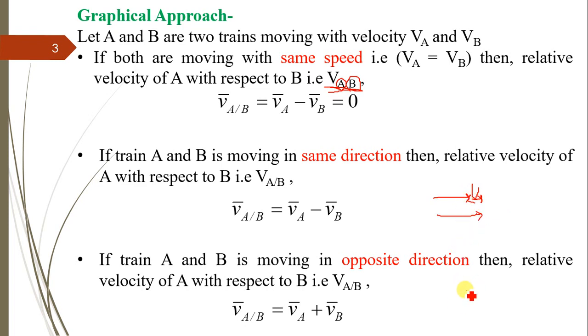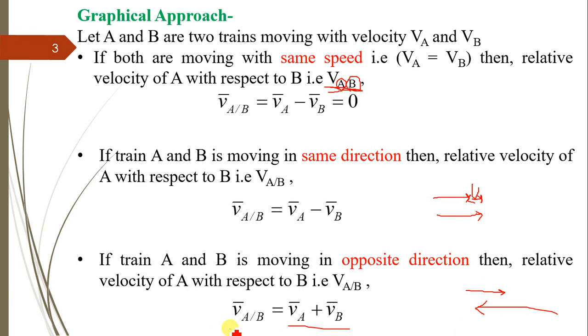Now here in the second case, if both are moving in the opposite direction, so A is moving towards right and B is moving towards left, then in that case the relative velocity of these two, that A is going over here and B is going over here, so the difference will go on increasing between these two, and therefore the relative velocity is determined as the addition of these two velocities, that is velocity vector of A plus velocity vector of B.